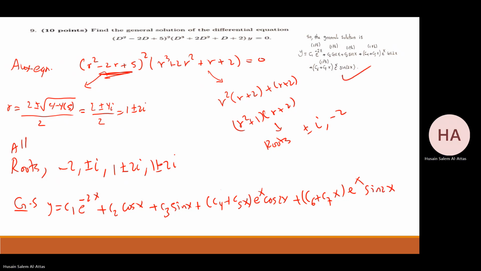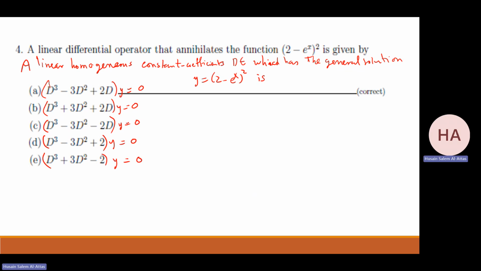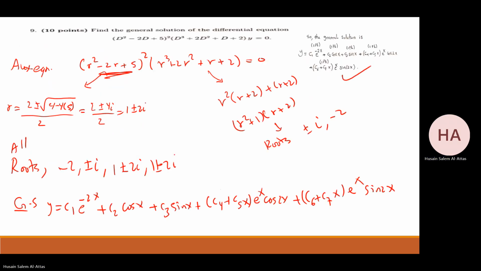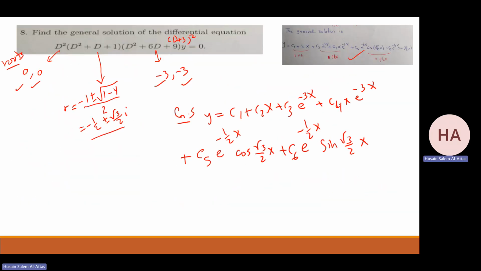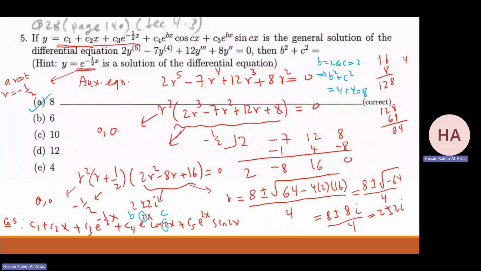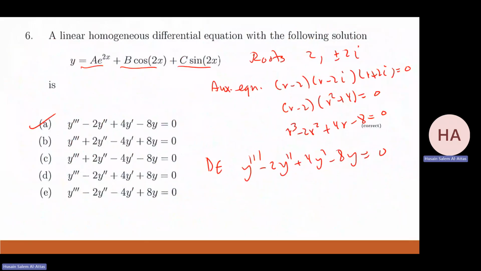Yeah. A linear differential equation that annihilates the function. I changed the question, so I will delete this. A linear homogeneous constant coefficient differential equation has the general solution this. Actually, it's not the general solution. It should not be the general solution, which has a solution. Or let me say, part of the solution. Let me check how we stated it before.